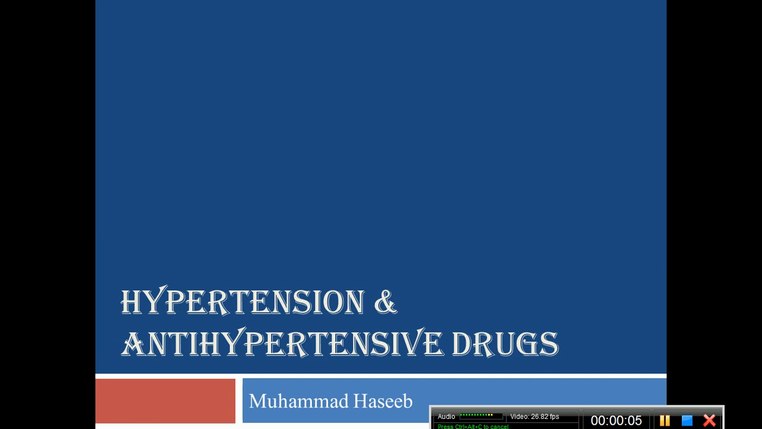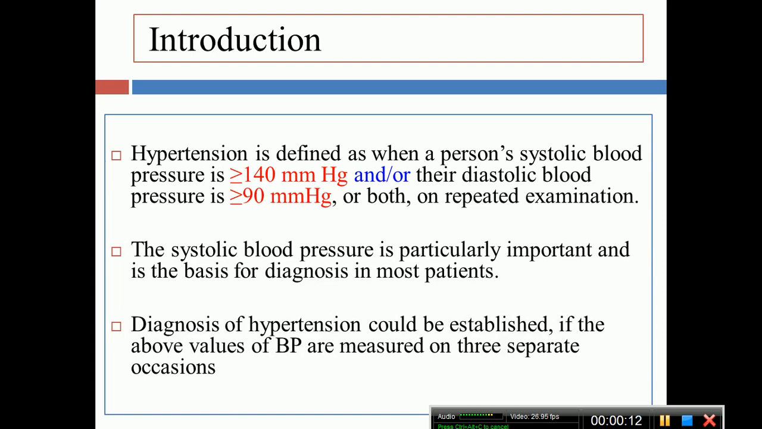Our today's topic is hypertension and antihypertensive drugs. So, if we define hypertension, hypertension can be defined as when a person's systolic blood pressure is greater than or equal to 140 millimeter of mercury, and or their diastolic blood pressure is greater than or equal to 90 millimeter of mercury, or both, on repeated examination.